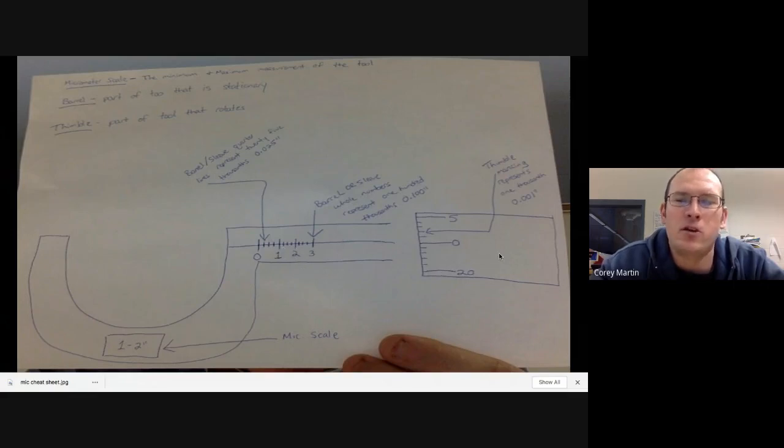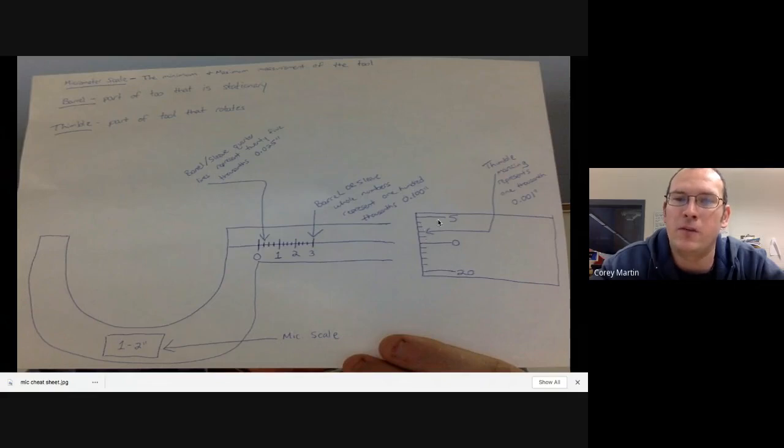Now, the part that you're turning with your hand is referred to as the thimble. And the thimble is what's going to have your single units, your pennies. So the thimble is marked like this. It usually goes in increments of 5. So we have a 0, and then we have 1, 2, 3, 4.